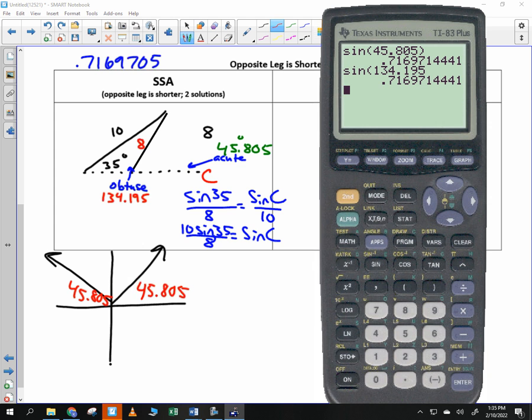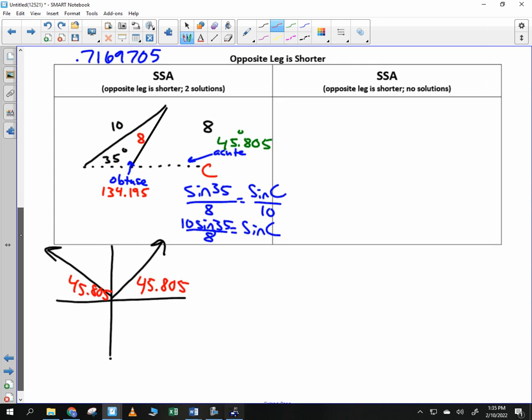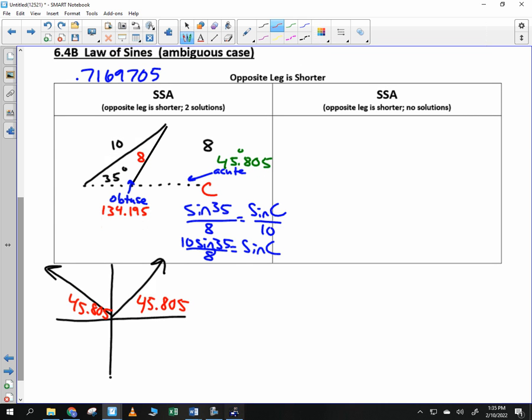Can we go to the easier one? You will have two triangles. You don't have to draw anything right now. Let's look at this situation. Suppose we had this. Side length 10, angle of 35 degrees, and I'm going to go a side length of 2.